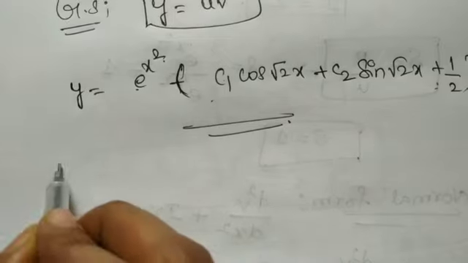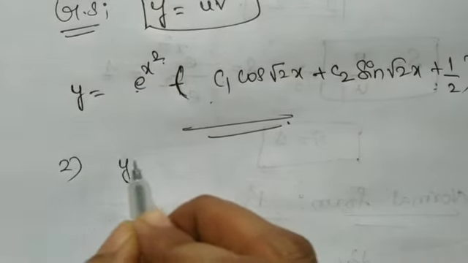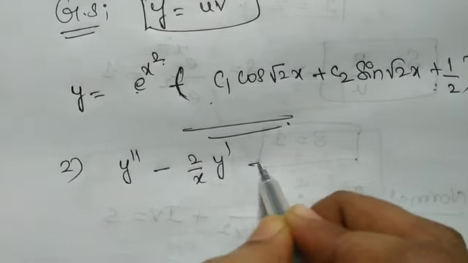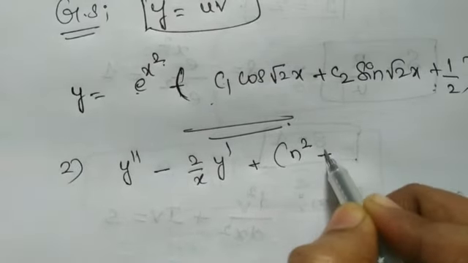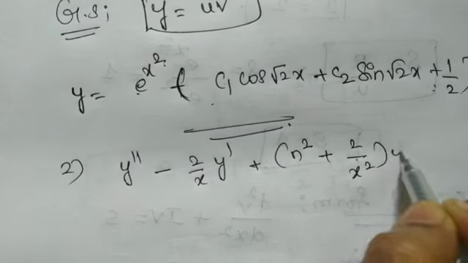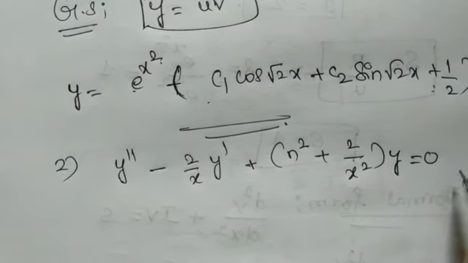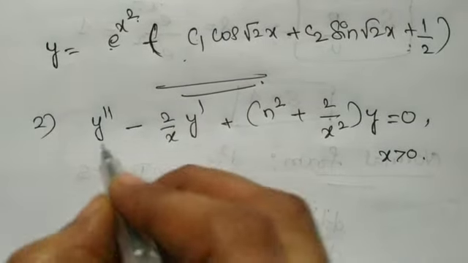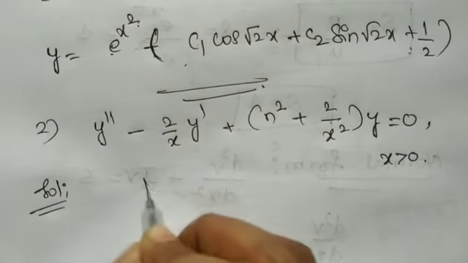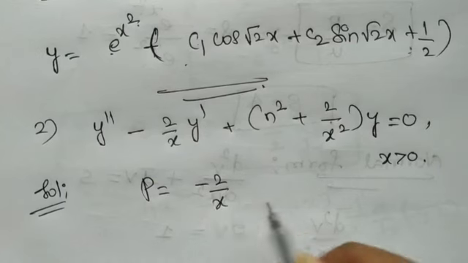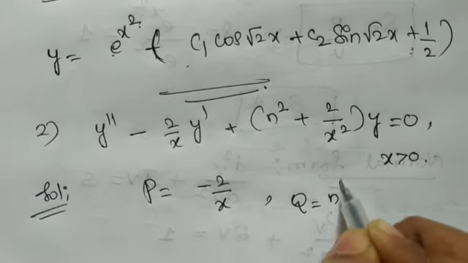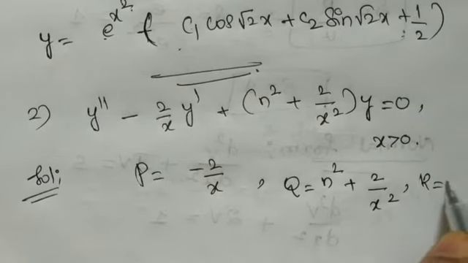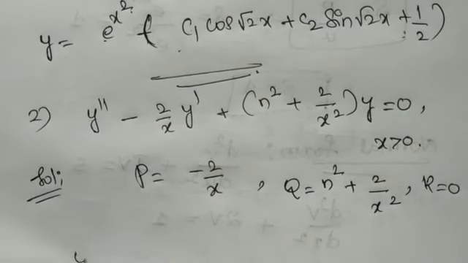So I am taking one more problem, that is y double dash minus 2 by x into y dash plus n square plus 2 by x square into y equal to 0. Here x value is greater than 0. So in this, p equal to minus 2 by x and q equal to n square plus 2 by x square and r value 0. So first, to find u value.